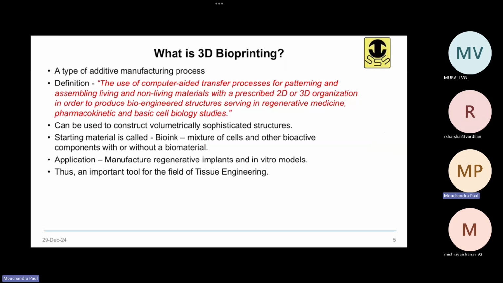That structure can be used for tissue engineering, regenerative medicine, drug screening, or even fundamental biology studies. Here we are basically automating the process of making tissue-like structures using 3D bioprinting, and that's why it's a very important tool for tissue engineers.